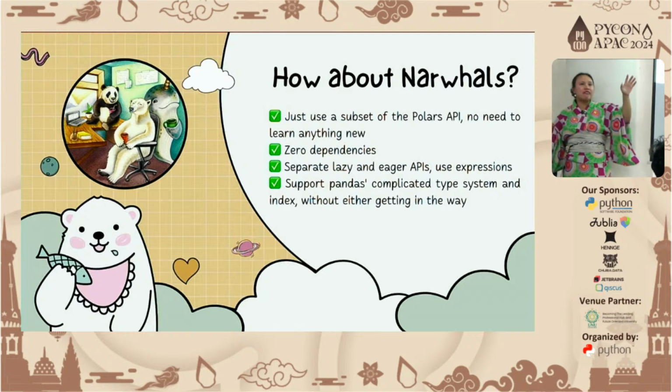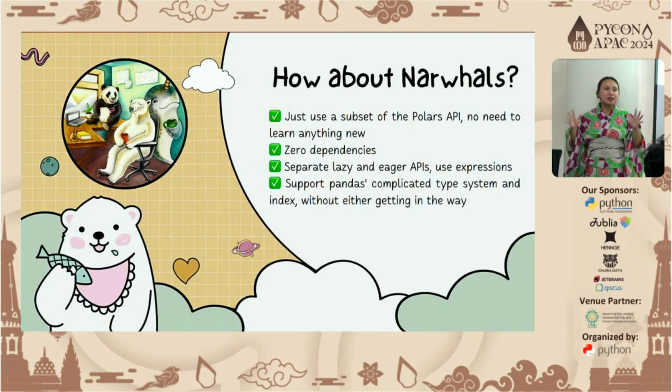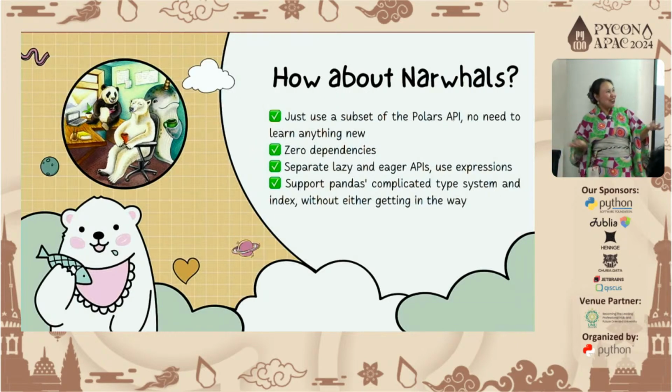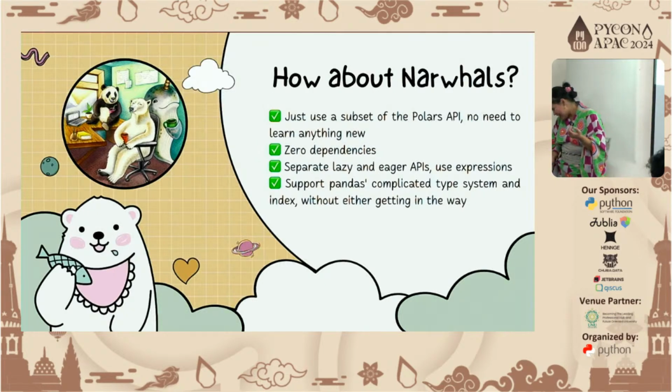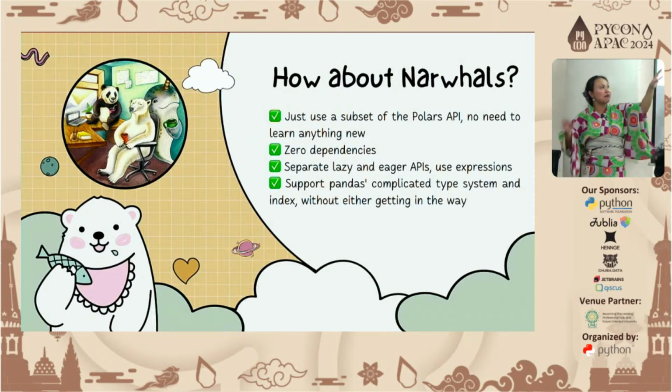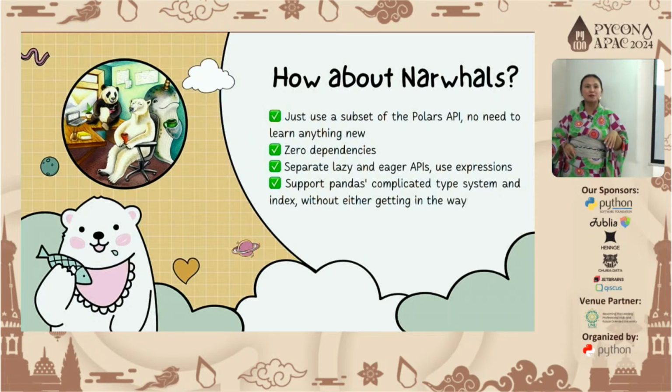It also has a very clear API. It doesn't cover everything that Polars is doing. It's a subset of Polars' API, so it's even simpler to learn than Polars. So maybe as a first step you can learn Narwhals. It also separates the lazy and the eager API, so it's more clear about when you're doing the lazy things and when you're doing the eager things, right? And it works very well with pandas. It will support the pandas data types as well, because pandas has its own data types.